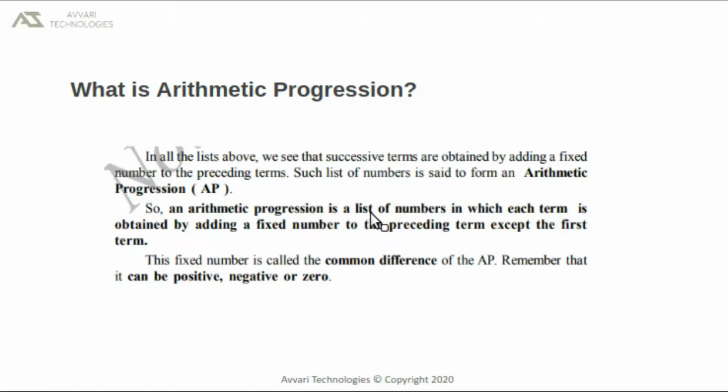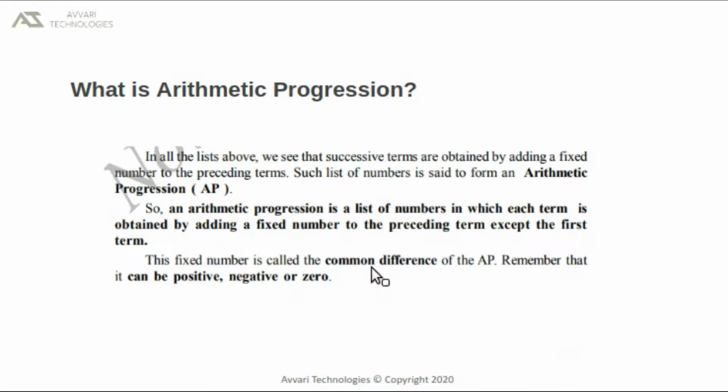Arithmetic progression is a list of numbers in which each term is obtained by adding a fixed number, that is the common difference, to the preceding term except the first term. Why are we making an exemption for the first term? Since the first term does not have a preceding term, that is the previous term, we need to discard the first term, which makes sense. The fixed number is called the common difference.